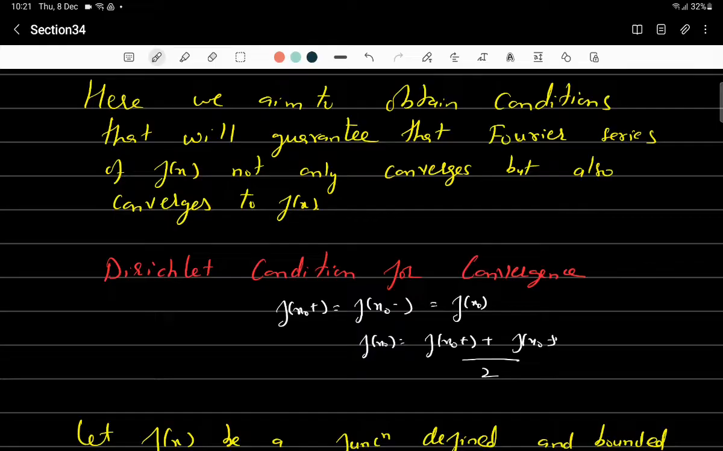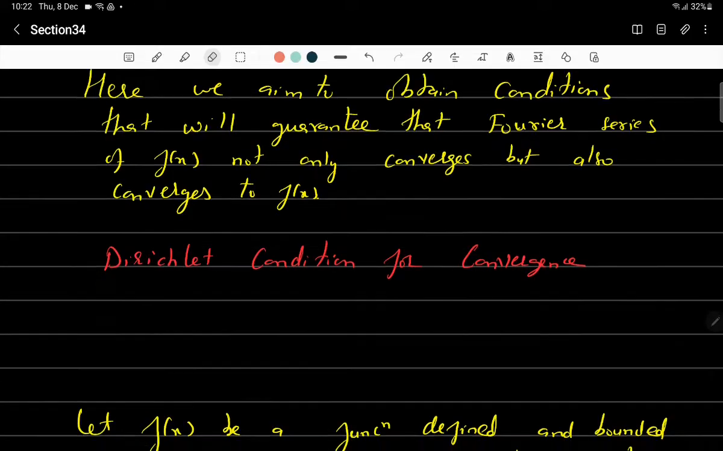It means that at the point of discontinuity, if I redefine the function, or if I define the value of the function as f of x naught plus plus f of x naught minus by 2, then at all the points, at the point of continuity also and at the point of discontinuity also, the Fourier series would converge to the function f of x. So this is what is given by the Dirichlet condition.